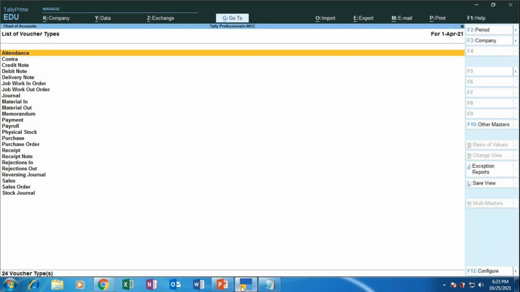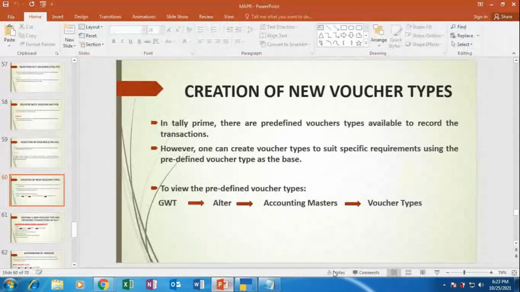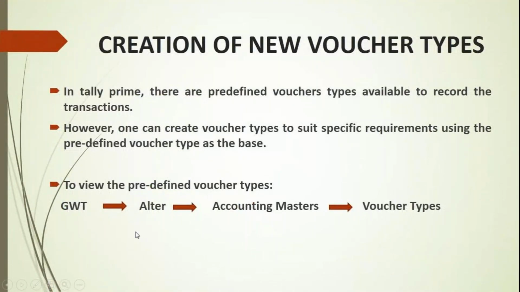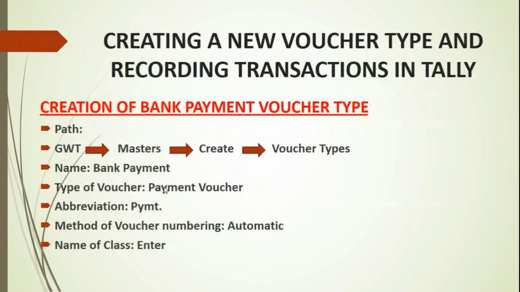Now, in addition to the 24 predefined voucher types in Tally, if a user, nothing but a business, has to create a voucher type for meeting his business requirements and transactions, he can do so. So let's go for it. I've also shown you one more path, where we can go from the gateway of Tally to Alter. Under accounting masters, we have the voucher types. Here we are creating a new voucher type and recording transactions in Tally for the same.